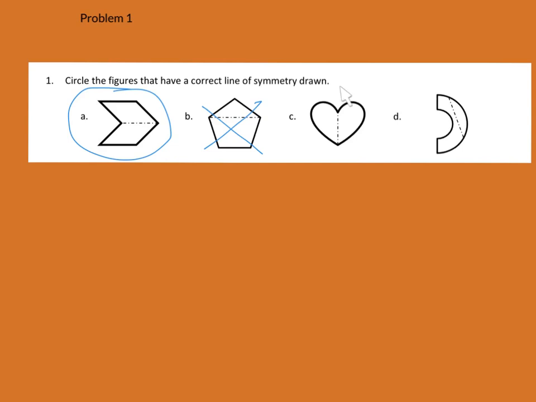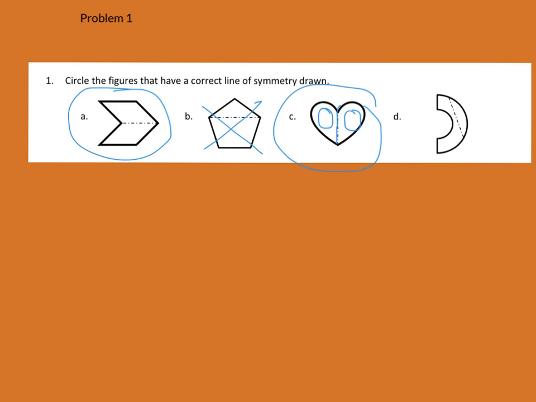Moving on to C, we see the line of symmetry is drawn right here. Now it's a heart, so if we were to split this heart in half, we know that this side is a mirror image of this side. So we would say that C does have the correct line of symmetry drawn.